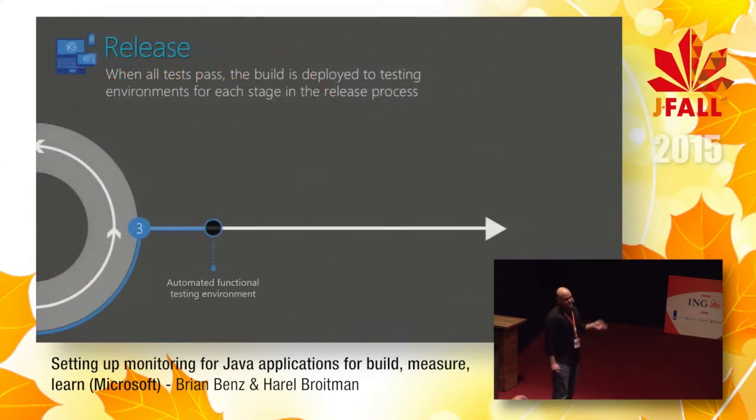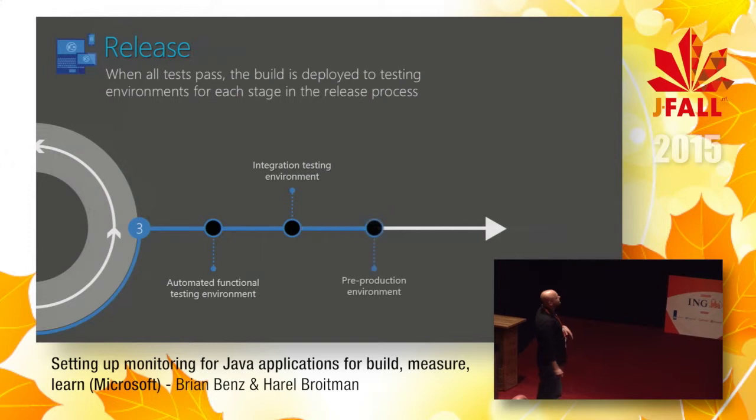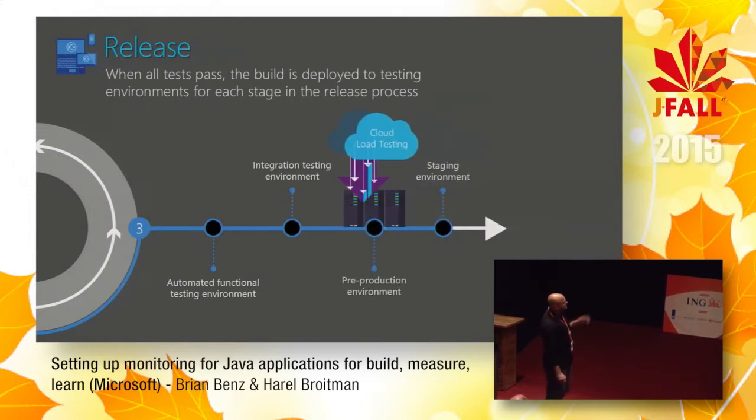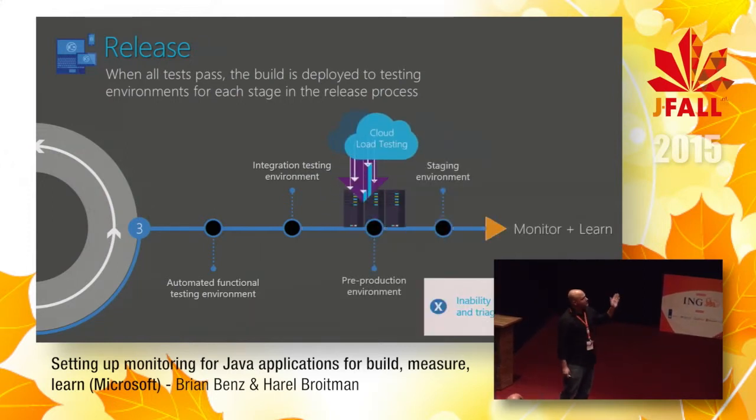So after testing and debugging and writing the code, you have to release that. So usually you use testing environments and do cloud load testing, and then it's on to production. And in this case, you got to have the ability to quickly detect, diagnose, and triage issues. So that means that you need to stay one step ahead of your customers. So if there's an issue in production, you have to know it before your customers are encountering it.